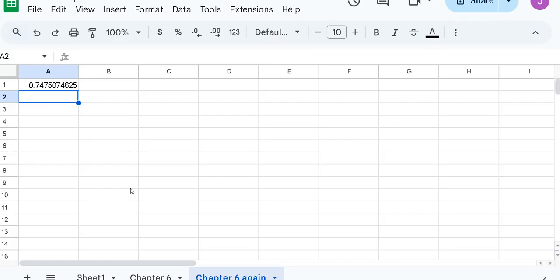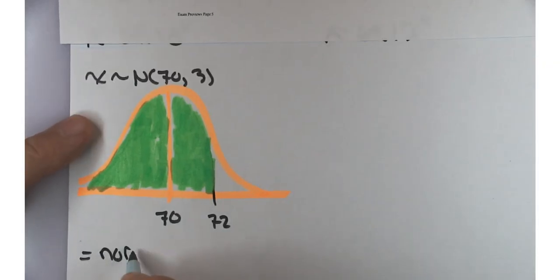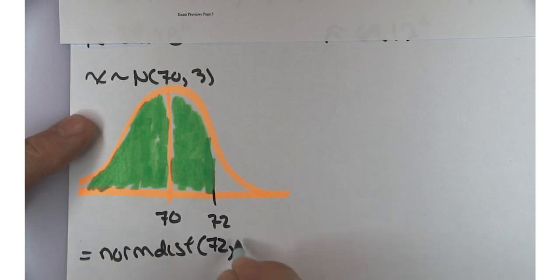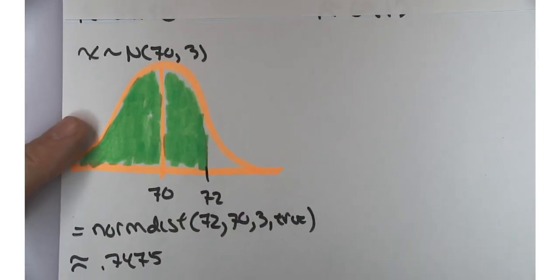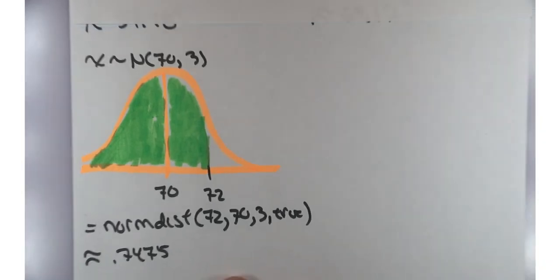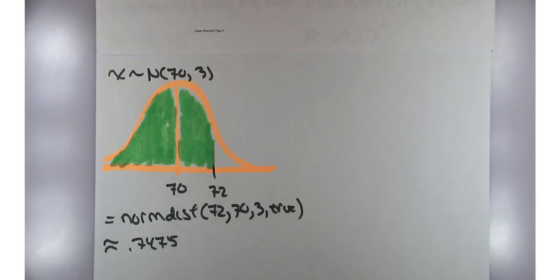So let's write that one down. So it equals norm distribution of 72 comma 70 comma 3 comma true, about 0.7475. But that's going to change when I look at the second part of this. Before I get there, are we okay with the first part? Thumbs up there? All right. Let's take a look at the second part.